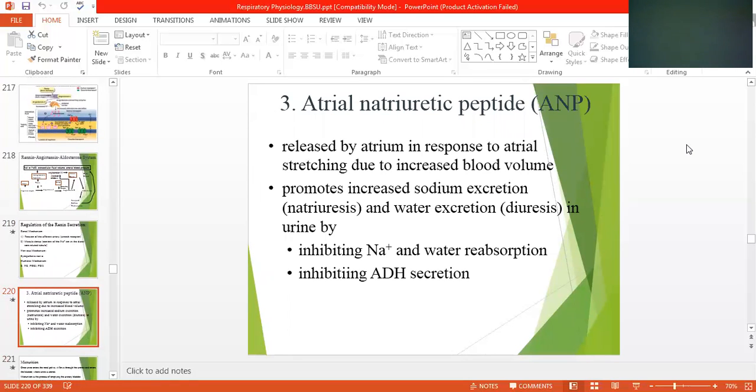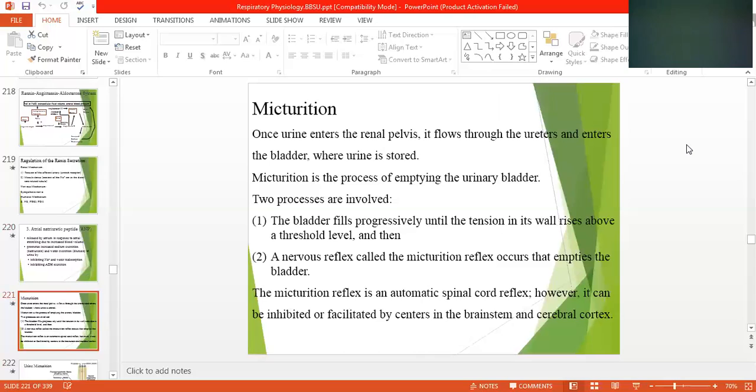Then we talked about the atrial natriuretic peptides. Some proteins are present and are released when there is a stretch in the atrium, the upper atrium, left and right. This causes increased sodium excretion, natriuresis we call it, and water excretion, diuresis we call it, inhibiting sodium and water reabsorption, and inhibiting ADH.